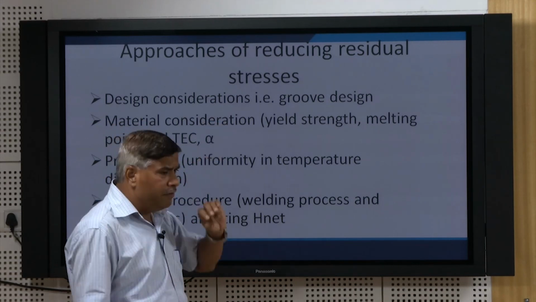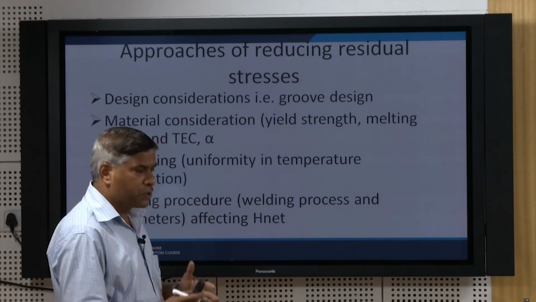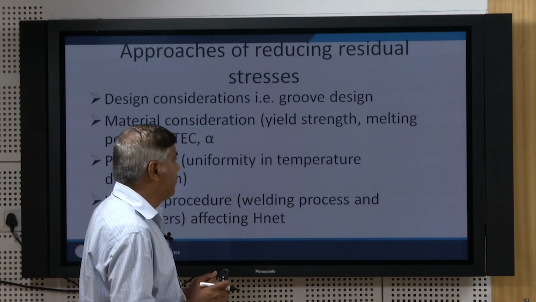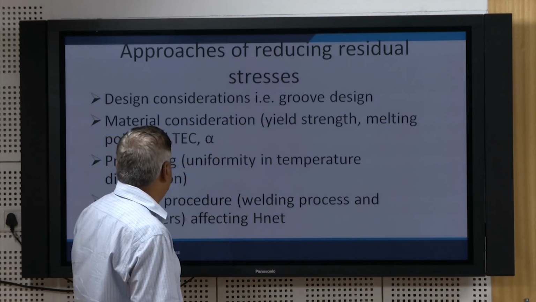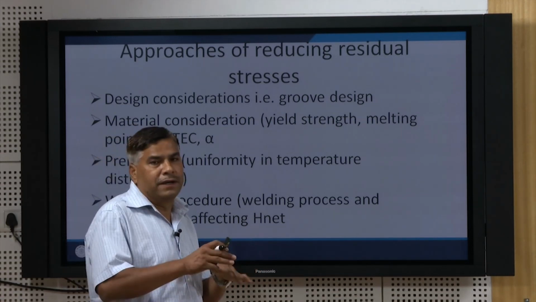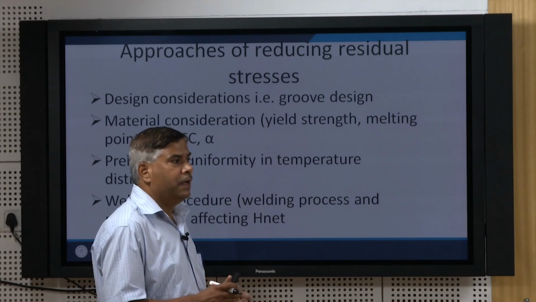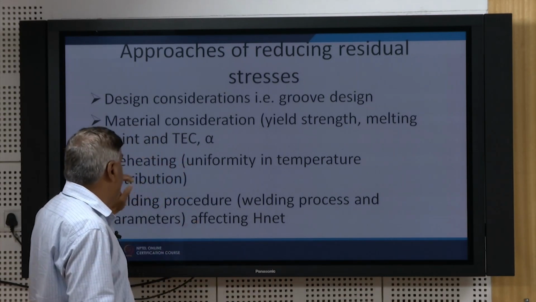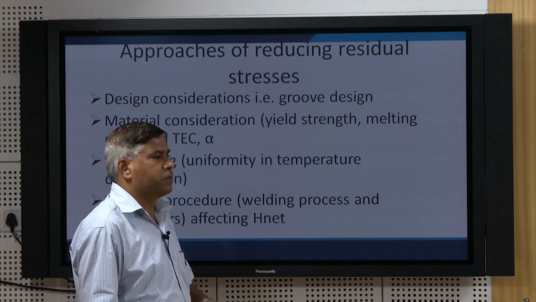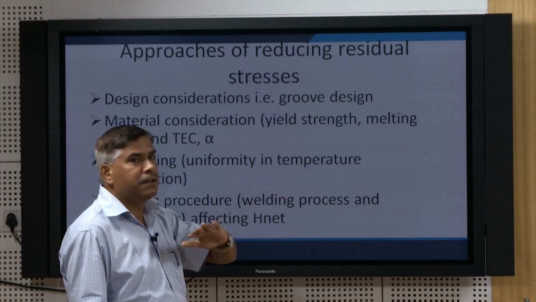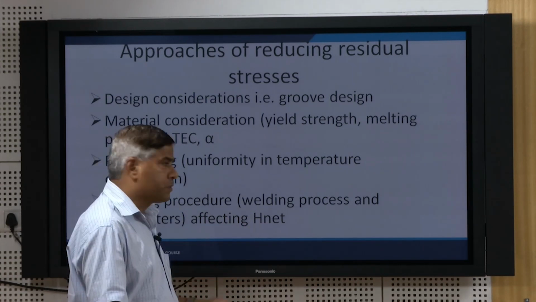As a design consideration, we try to select the weld joint groove geometry in such a way that the volume of the weld metal is reduced, so that the residual stress development can be reduced. The filler metal is selected in such a way that the yield strength is low and the expansion coefficient is also low, so that the related expansion and contraction can be reduced, and the maximum magnitude of the residual stress can also be reduced. Preheating helps in uniformity of the temperature distribution, which in turn helps to have more uniform expansion and contraction in the different zones of the weld metal as well as the heat affected zone, and that in turn helps to reduce the residual stresses.